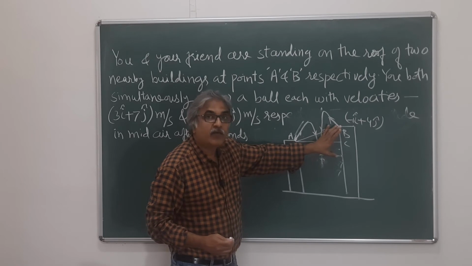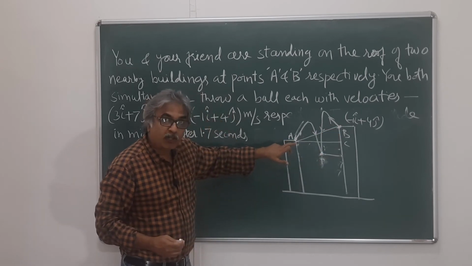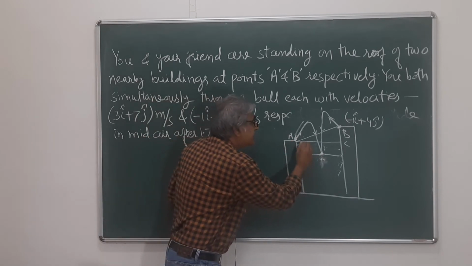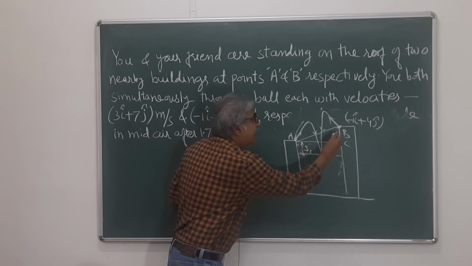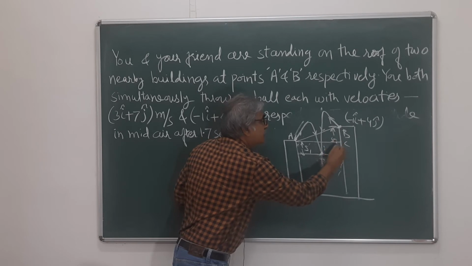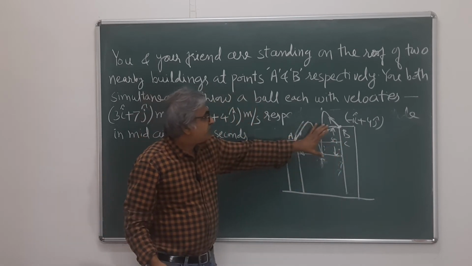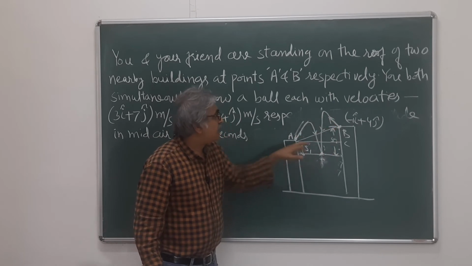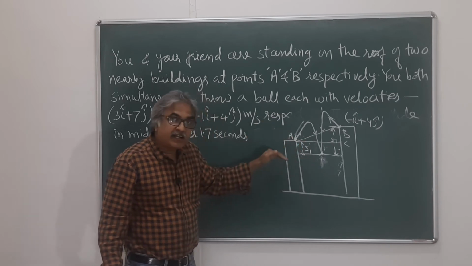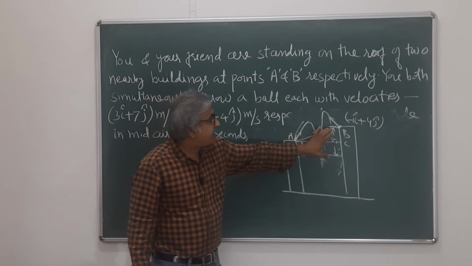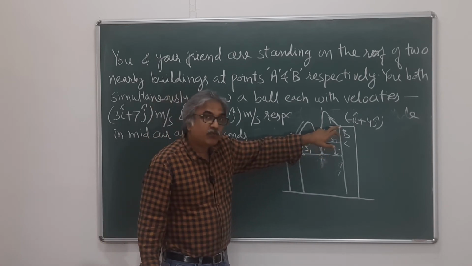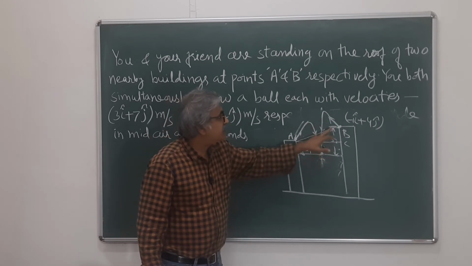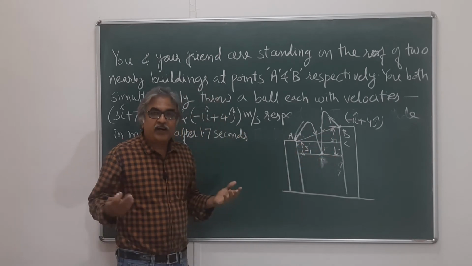So this is a vertical displacement. The vertical displacement of the ball which is thrown from A, when it reaches here, is this. Let's call this S1 and let's call this displacement S2. And it's obvious to us that this BC of this right angle triangle is S2 minus S1. S1 is the vertical displacement of the ball thrown from A, and S2 is the vertical displacement of the ball thrown from B. So if you find out S1 and S2, then it's easy to find out BC, because this is S2 minus S1. So how will you find out S1 and S2?